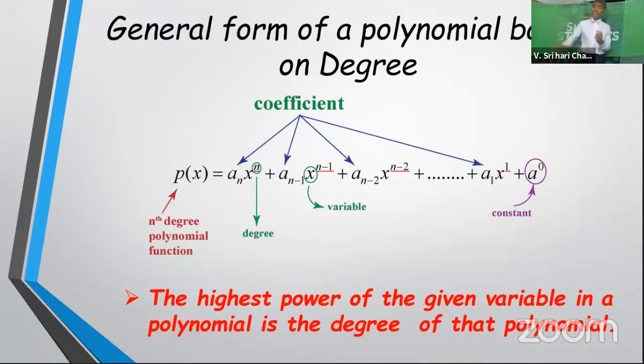So when the powers are decreasing, we can directly say that the power of the first term of the given variable in such a polynomial will become our degree. The highest power of the given variable in a polynomial is the degree of that polynomial. So here n is the degree, we can directly say. Why? Because if you go right hand side, is it increasing or decreasing? It is decreasing. When it is decreasing, we can directly say that n is our degree, because it is the highest power, right? So this is what the degree is: the highest power of a given variable in a polynomial is the degree of the polynomial, right?